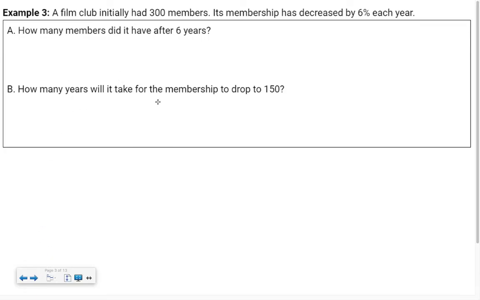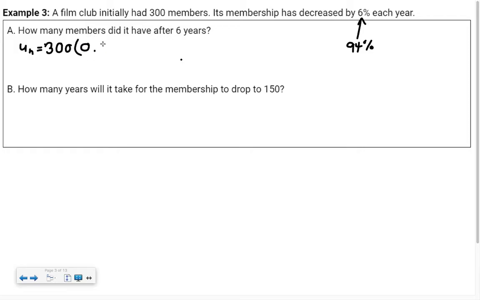Here's an example of exponential decay. So exponential decay occurs when a population, or in this case, a set of members, gets smaller over time. So we're looking at a film club, and we know this is going to be geometric. So we have Un equals U1, and U1 in this case is going to be 300 times r. So in this case, we have membership that is decreasing by 6% each year. So if we think about the multiplier here, what we have is 94% of our original membership. And that's our number that we're going to put in here for r.